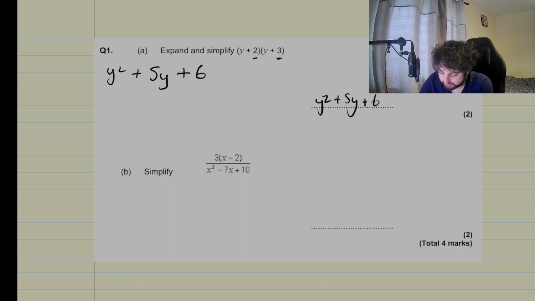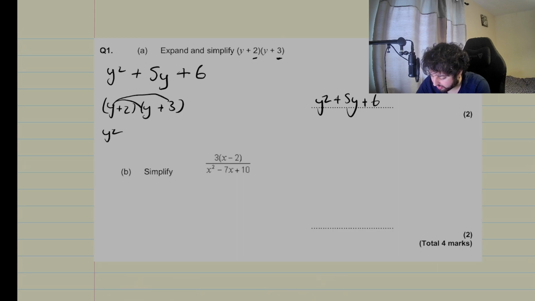Now, this is quite easy, and you guys may be skeptical of how this works. So we're just going to do the long way, so you know that I'm right in the first place. All right, so we got y plus 2, y plus 3. So we're just going to multiply y and y, which is y squared. Y times 3, which is plus 3y. Y times 2, which is plus 2y. And 2 times 3, which is plus 6. And if we collect the like terms together, you get y squared plus 5y plus 6, which is the same as what we got over here.